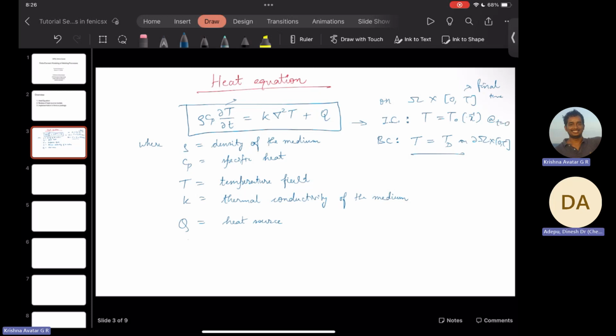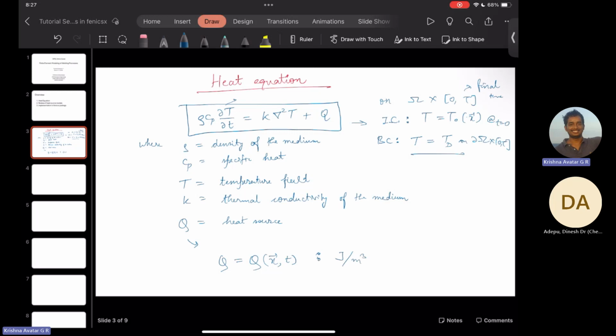And Q here can be a pointwise function over the domain, and also a function of time, in a very general setting. The unit of Q should be temperature per time per something, per volume, so it will be joule per meter cube.